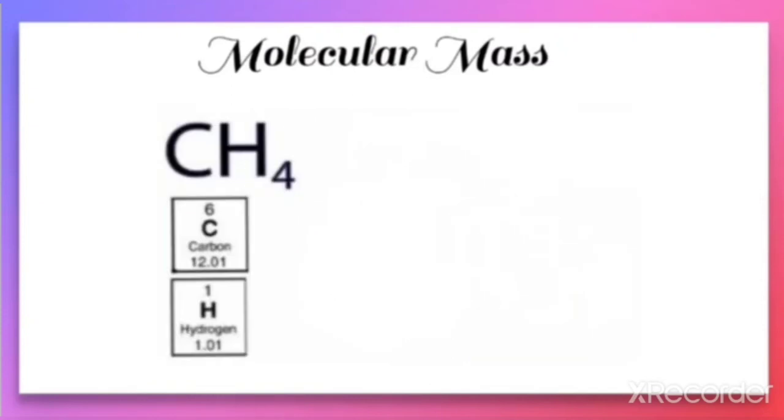Next example is methane. The formula for methane is CH4. This example you have to do by yourself. The atomic mass for carbon is 12 and the atomic mass for hydrogen is 1. So all of you find out the molecular mass by yourself.